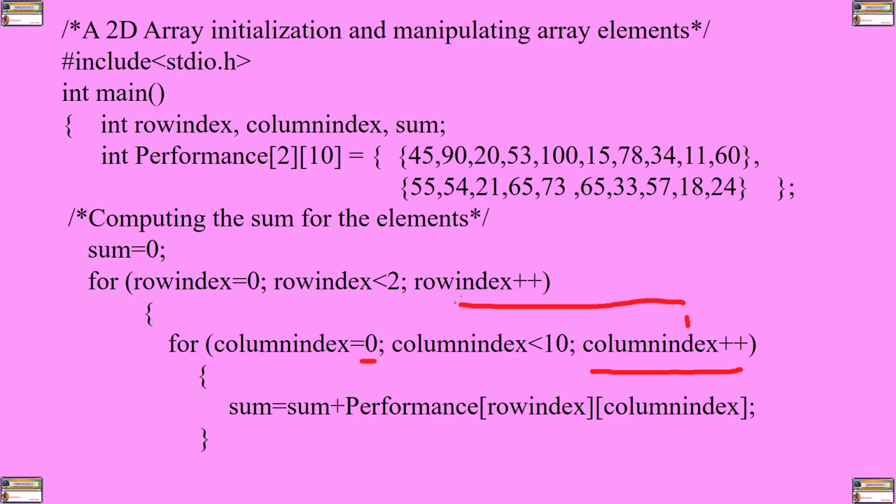Then the compiler or the processor will come here and check if 1, the value in the memory location column index, is less than 10. And that is true, 1 is less than 10. If that is found to be correct, then the processor will enter the loop and perform this statement. So the row index is still 0, but now column has become 1. This tells the processor to go to the memory location called performance, row index 0, column index 1. That will be value 90.